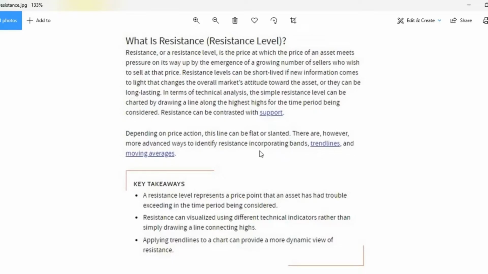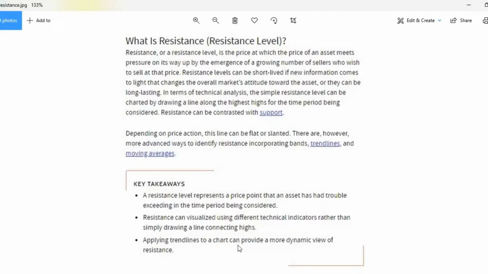However, there are more advanced ways to identify resistance, incorporating bands, trend lines, and moving averages. These moving averages and bands are indicators, and we haven't reached there yet. We'll understand indicators later, and when we do, we'll understand all these things. So, key takeaways: a resistance level represents a price point that an asset has had trouble exceeding in the time period being considered. Resistance can be visualized using different technical indicators rather than simply drawing a line connecting highs.